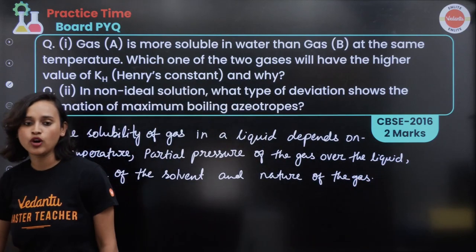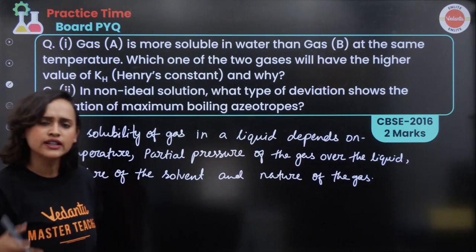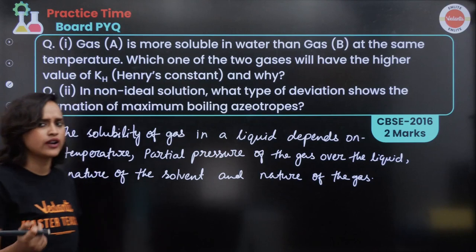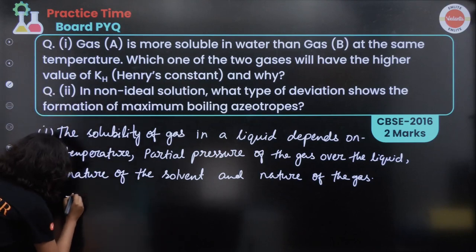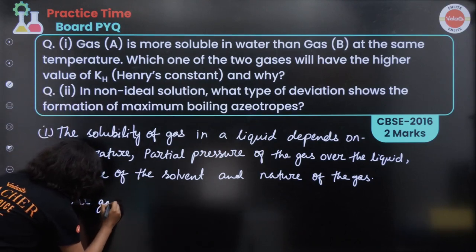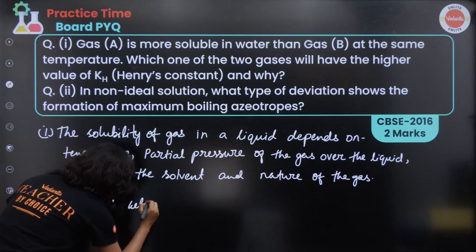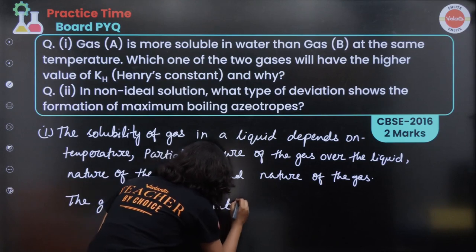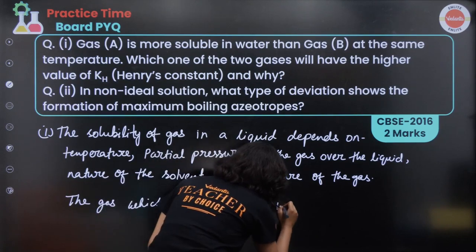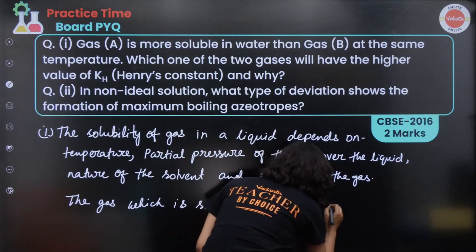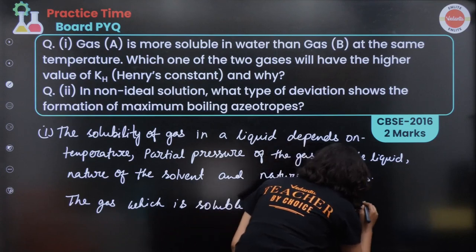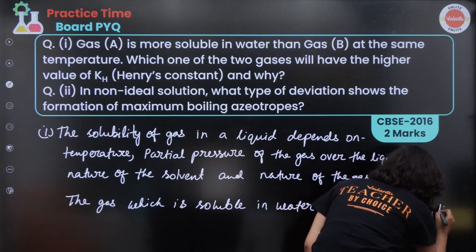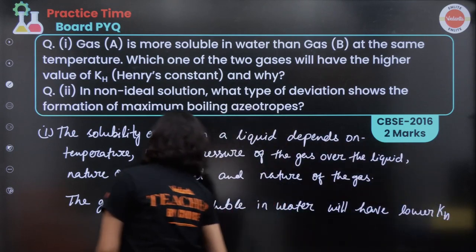All right. Now, what did I say? I said that the most common solvent, usually we know that it is water. So, the gas which is more soluble in water will have a lower value of KH. So, let me write it down. The gas which is soluble in water will have lower KH value.